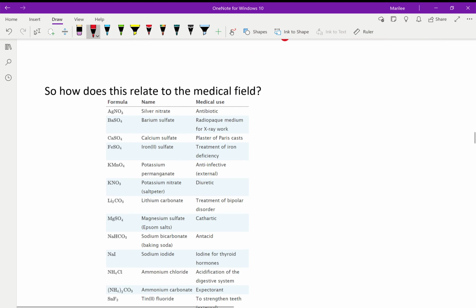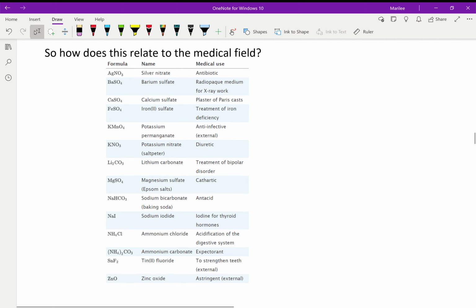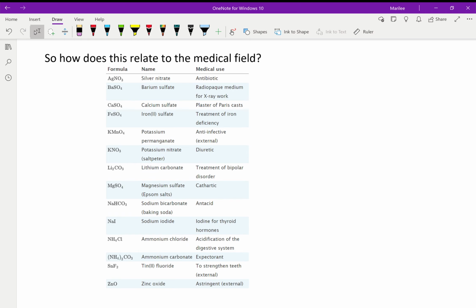So how does this actually relate to the medical field? You might be asking yourself. If you look here, there's this table. The formulas are on the left side and what it's used for. So we have silver nitrate, which is an antibiotic. Sodium bicarbonate, it's antacid. So there's a lot of things. Chemistry is related to medical field. It's just taking this class will make you understand all that.